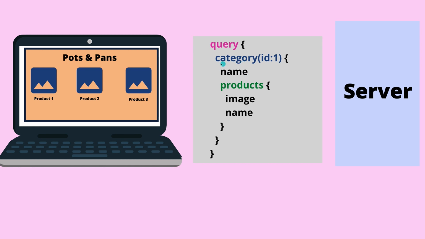But what's magical about GraphQL is we're always relating our data together. So here we're saying that a category has multiple products within it. So you can say here that here's a field, products. Now from products, what do we want? Well, we want the image and the name. So in this case, we're actually getting all of the data that we want. So we're not underfetching, and we're also not overfetching.